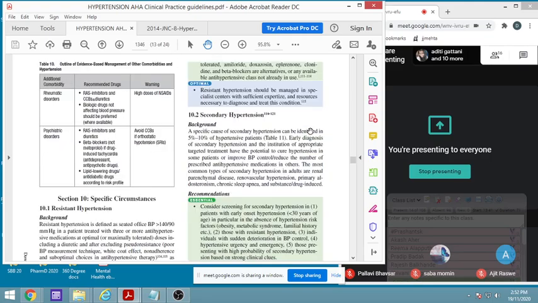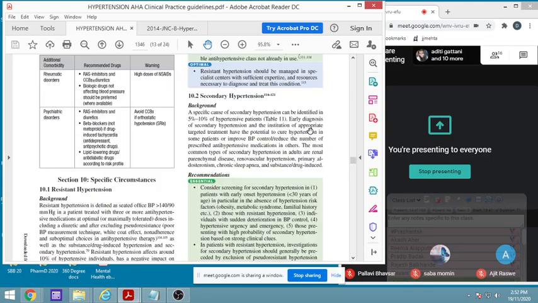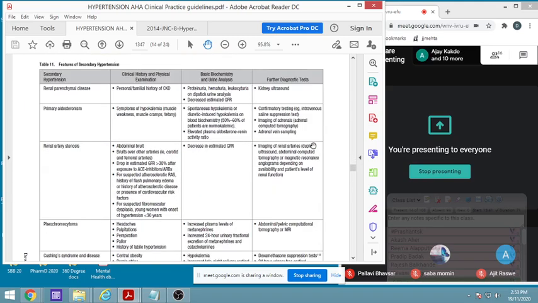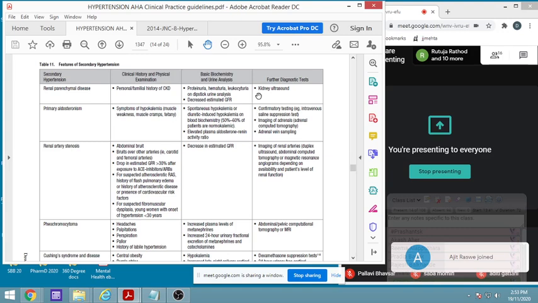Then we should check for secondary hypertension, what kind of secondary hypertension a person can have, and the reasons behind it. Examples of secondary hypertension are the renal parenchymal diseases, that is kidney failure. Those prone are people with a personal or familial history of CKD. Then you go for kidney function tests and other diagnostic tests like ultrasonography, and on that basis proceed.